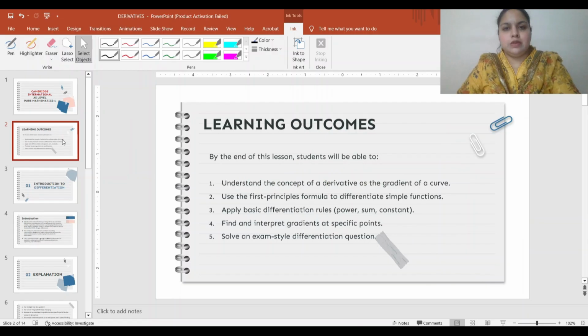These are the learning outcomes for today's lesson. So let's quickly start.